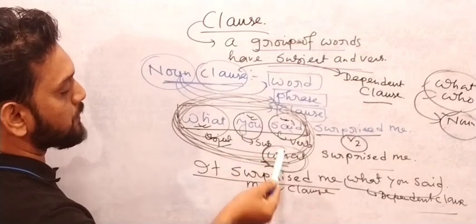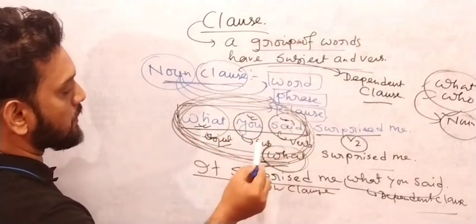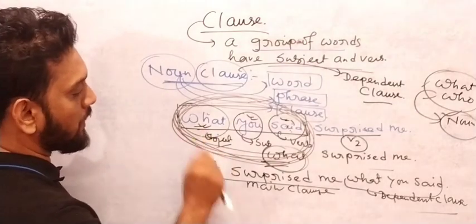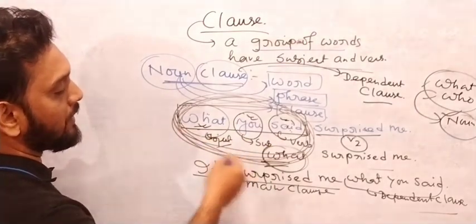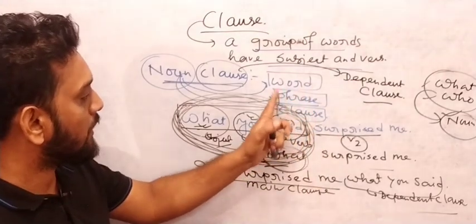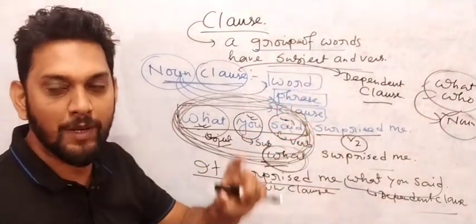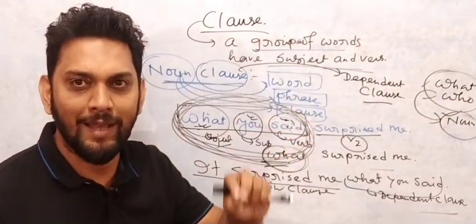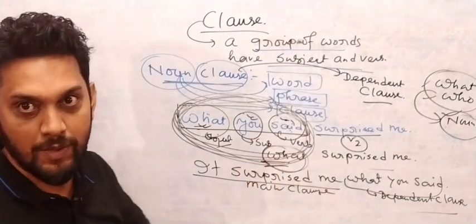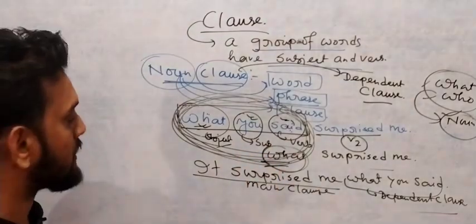Why is it called a noun clause? Because this clause contains a subject and also a verb. And because it contains a subject and verb, we can call it a noun clause. So a noun can act as a noun word, also a phrase, also a clause. So today, did you understand how a noun functions as a noun clause? I hope that all of you understood this much.